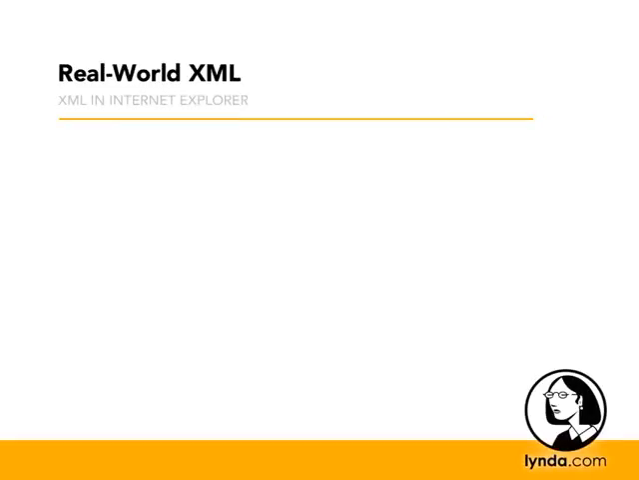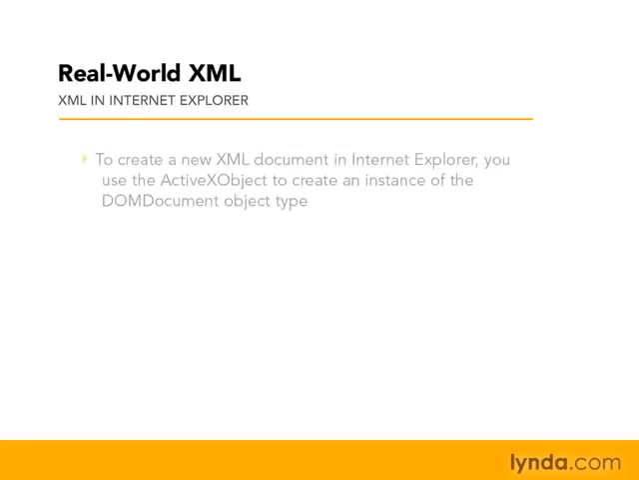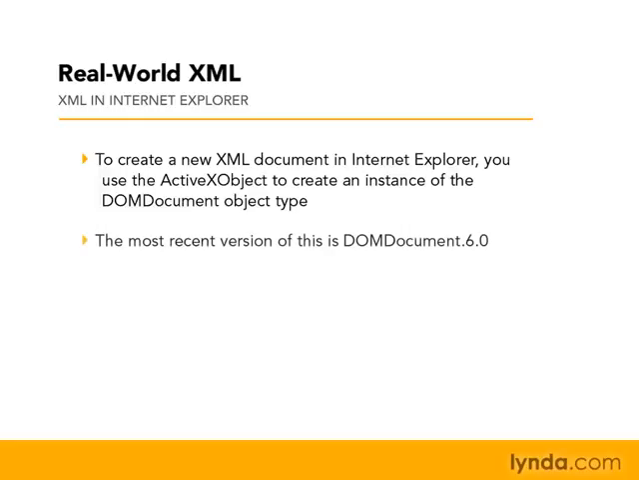All right, let's take a look at how XML is handled in Internet Explorer. Now that we've seen how Firefox handles XML, it's IE's turn. So to create a new XML document in Internet Explorer, you use a slightly different syntax. You use the ActiveX object to create an instance of the DOM document object type. And the most recent version of this is DOMDocument.60. The way that you do this is shown in the example down here.